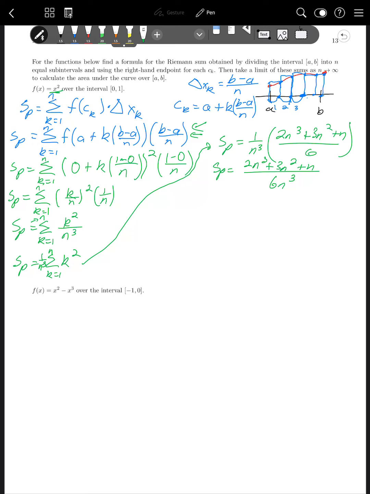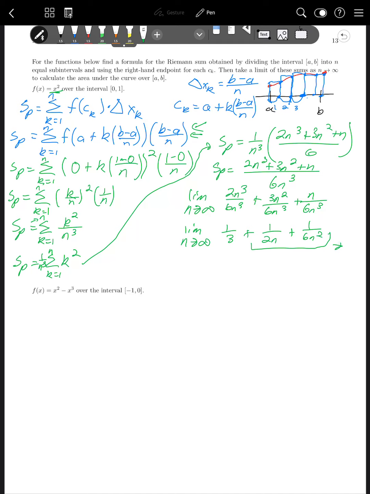And so now we can find this limit. So we want to do the limit as n goes to infinity of this expression. And to do that, remember what we do is we divide this into individual pieces. So 2n cubed over 6n cubed plus 3n squared over 6n cubed plus n over 6n cubed, and simplify. So this would be the limit as n goes to infinity of 1/3 plus 1 over 2n plus 1 over 6n squared. And then as n goes to infinity, what we need to remember is that anything with an n in the denominator goes to 0.